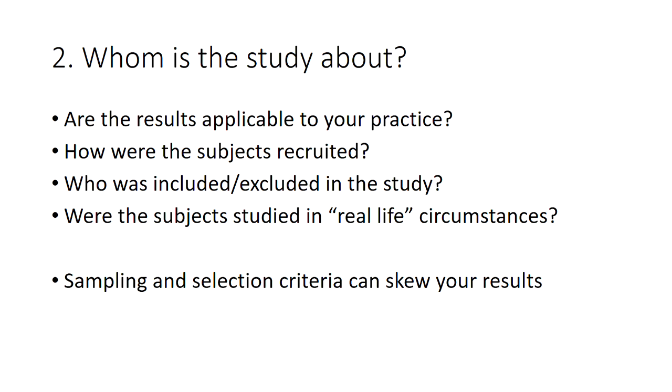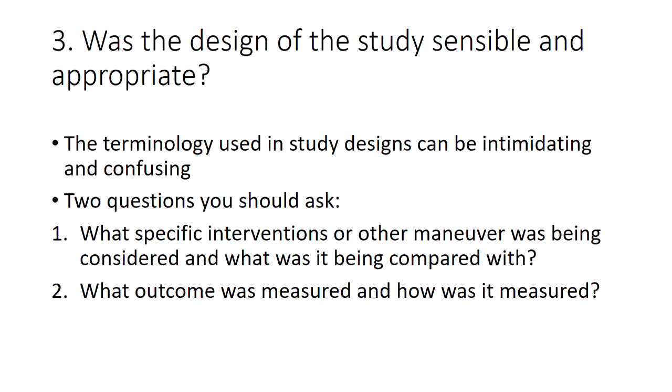And then studies outside of real life. So if you're doing a study, was it in real life circumstances or not? So studies outside of real life can cast doubt on the applicability of the results to the general population, but it also does minimize some confounding biases as well, because you can't control real life 100%. Real life is messy. So there's pros and cons to doing real life circumstances. And it's important to know that the sampling and selection criteria can skew your results, and you should be aware of that. So the third question is, was the design of the study sensible and appropriate?